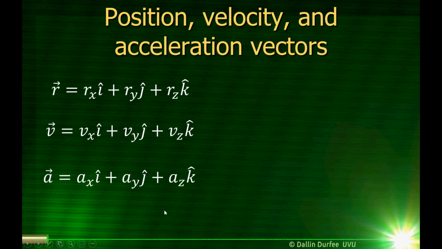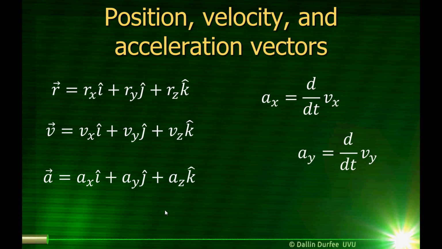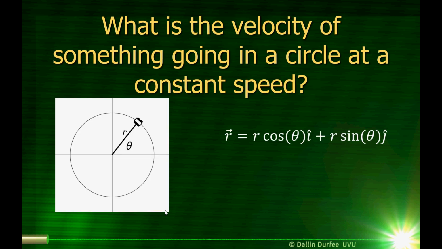Acceleration can also be a vector, right? And similarly, the x component of acceleration is just the derivative of the x component of velocity, and the y component is the derivative of the y component, and the z component is the derivative of the z component, and so forth. So now let's do an example of something moving in 2 dimensions.